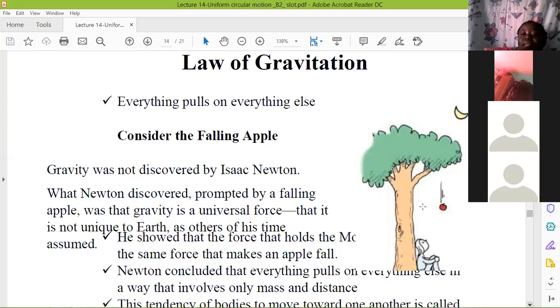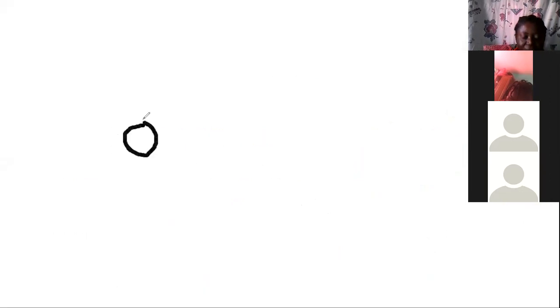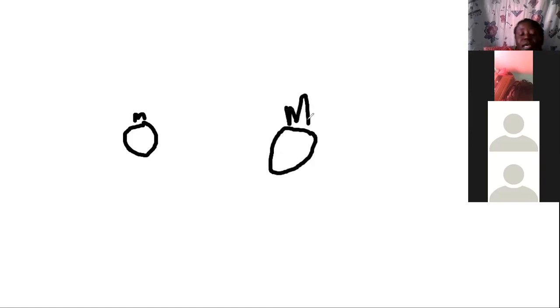So if you have two objects, let me say this is a falling apple, and this is the earth. Let me say the apple is of small m, and the earth is of capital M. As this object is falling, it exerts a force on the other object in that direction.